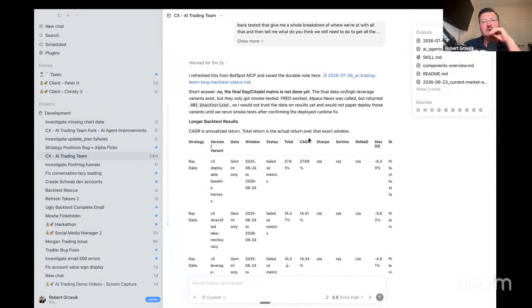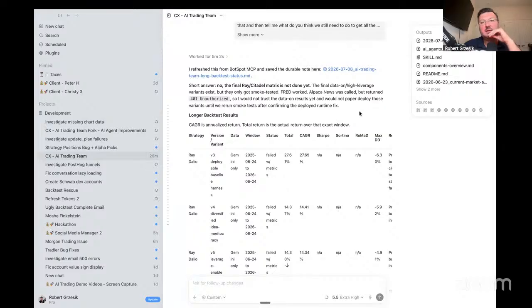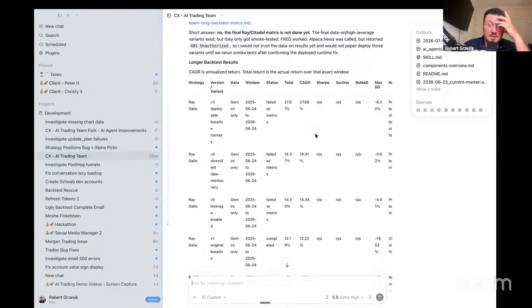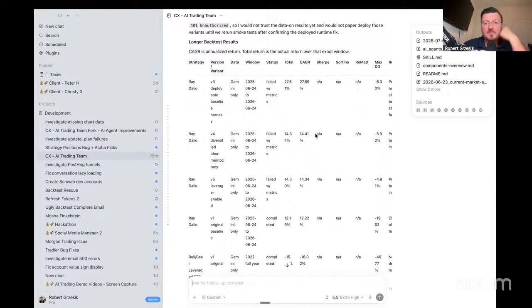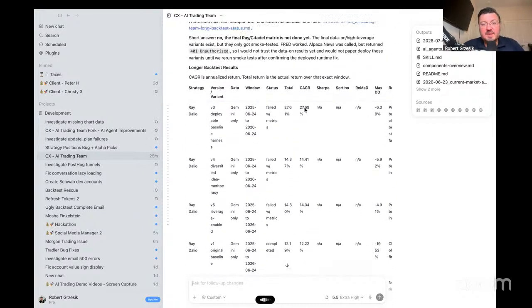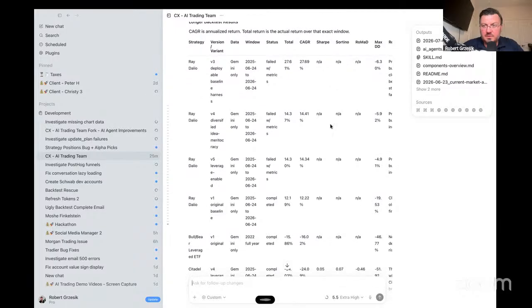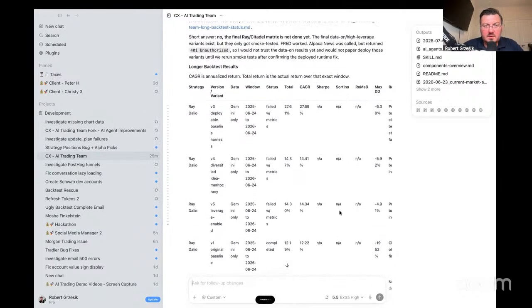Okay, so no, the final Ray Dalio is not done yet. The final data on high leverage variance exists, but they only got smoke tested. Fred worked. Alpaca News was called, but returned unauthorized. So I would not trust the data. Okay. So can you first make sure that you actually have an Alpaca API key that works before you do this? Why are you using one that's not even working? You should first verify that.